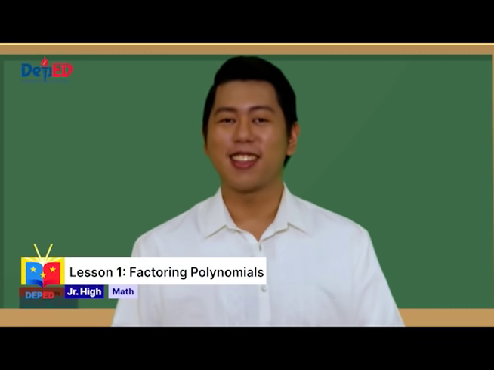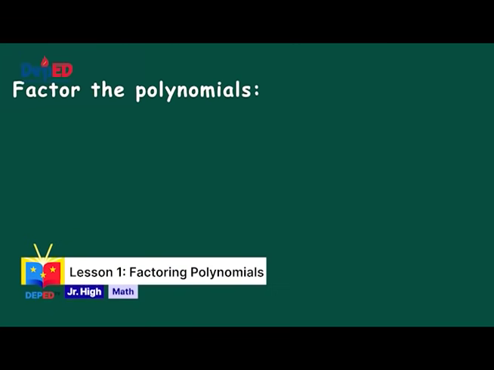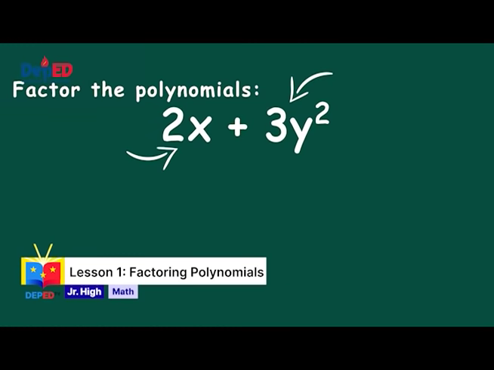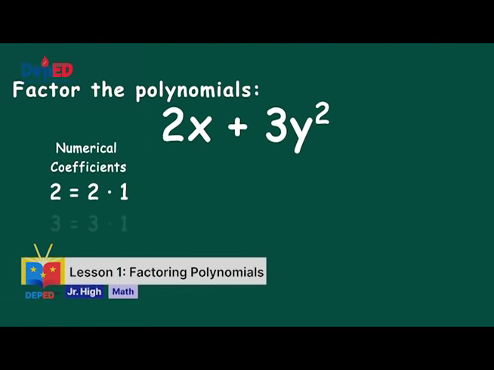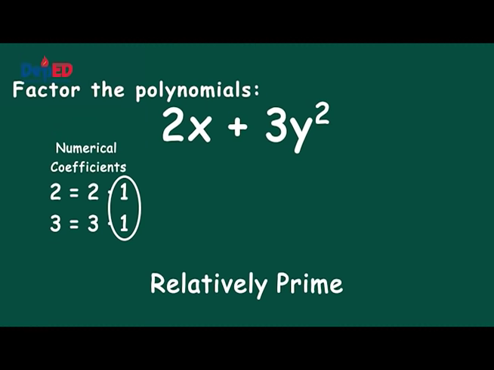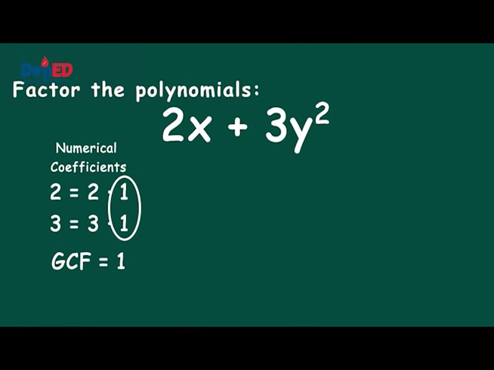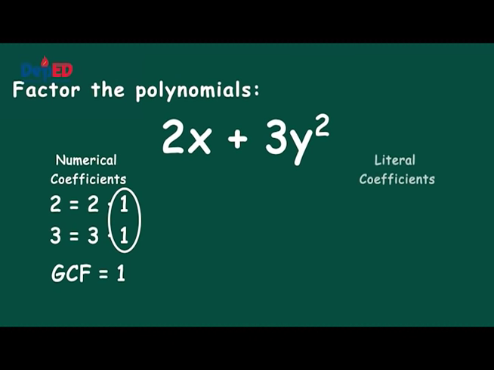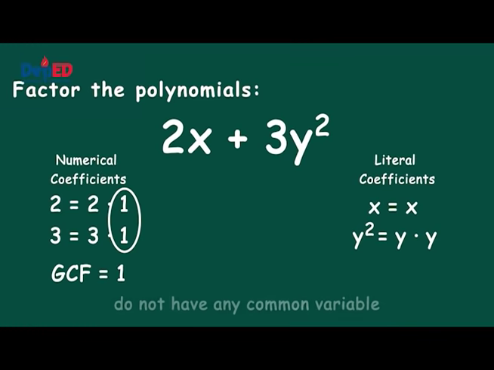Let us try the next example. Get the factors of 2x plus 3y squared. What is the greatest common factor of 2 and 3? Since these numerical coefficients and constant are relatively prime, the greatest common factor is 1. How about the literal coefficients? They do not have any common variables. Hence, the greatest common factor is also 1.